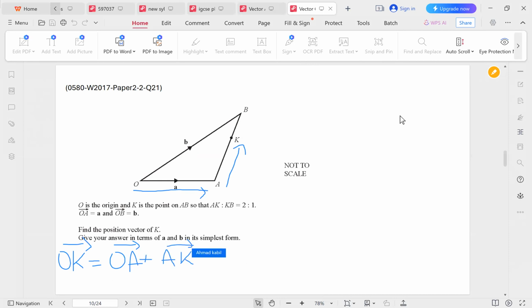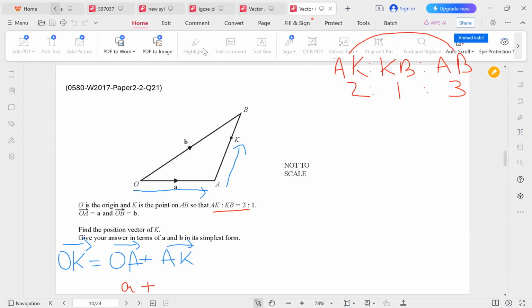We are given OA already, so this would be vector A. And we don't know AK, but we're going to use the ratio, of course, as we did before. So AK to KB, and we add our third term, which is AB, and the ratio is 2 to 1 to 3. So because 3 is the sum, and we want AK, we're linking AK to AB. So we can write the equation AK equals 2 over 3 AB. Now we need to get AB.